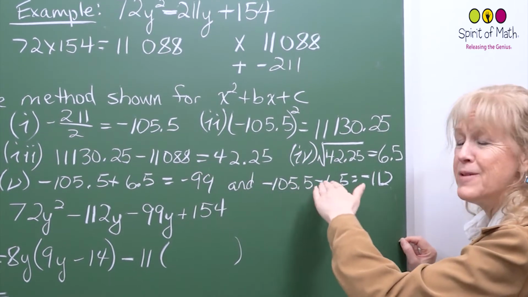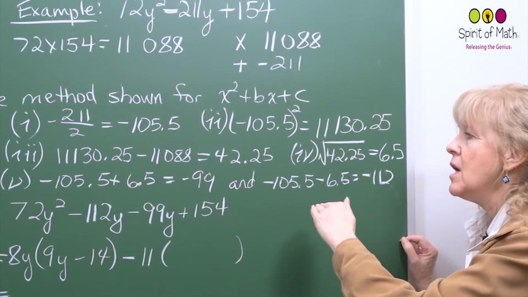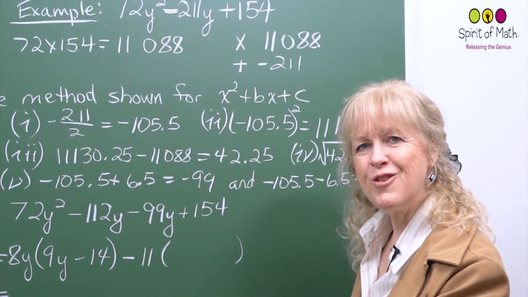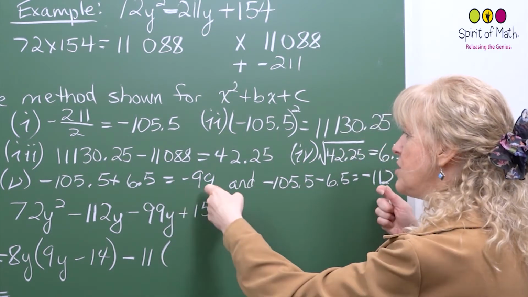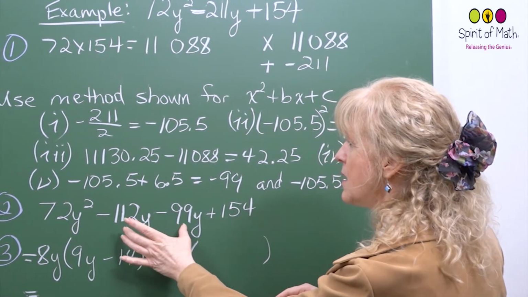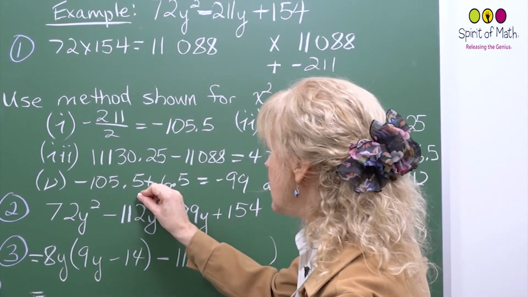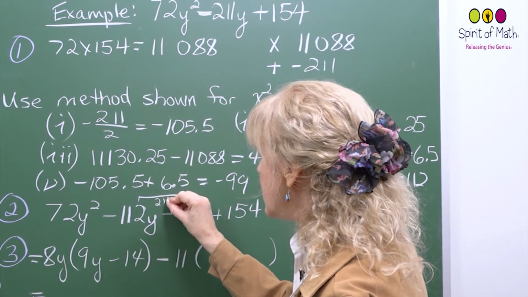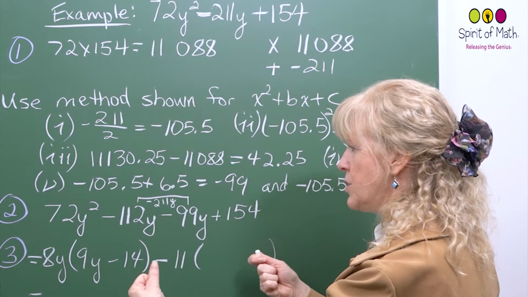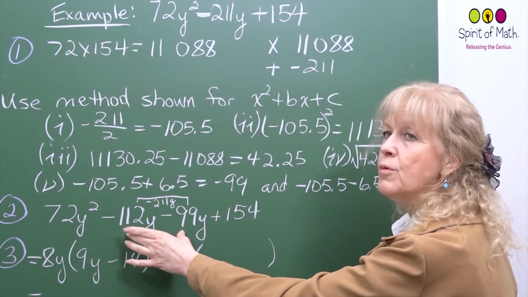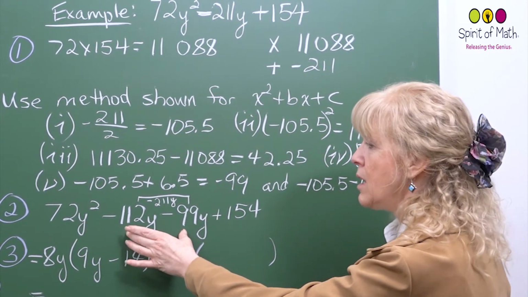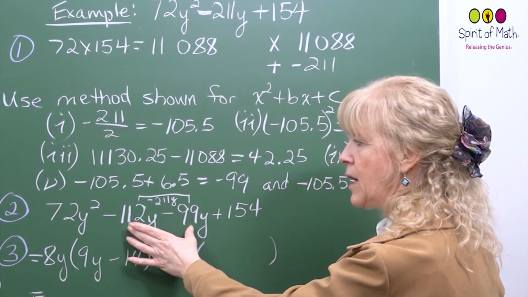It may not seem that quick, but it is fairly quick, and it's accurate. If you don't know how to do this, again, go back to the other videos, and it shows you how to get that. So you've got the two numbers. You then rewrite the initial equation so that instead of the negative 211y, you split it into those two numbers. It doesn't matter which order you put these numbers, it still works. Okay, so you've got them split up.